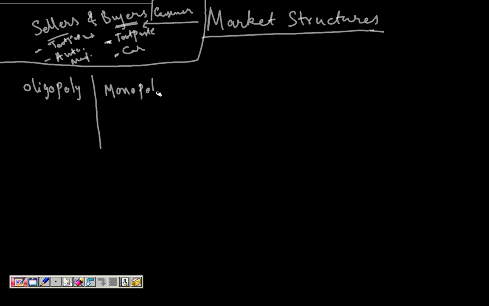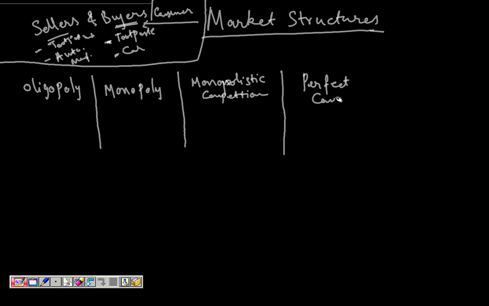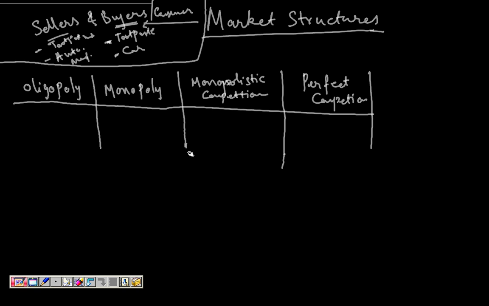Then you have monopolistic competition, then you have perfect competition. There are two more kinds of structures, which we'll read about later in this video. Let's see these four first.